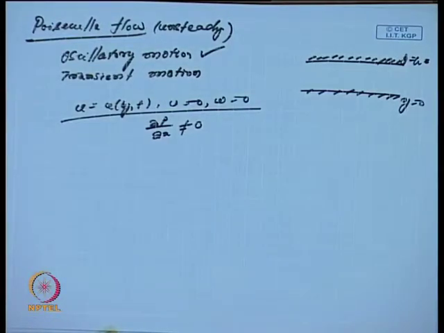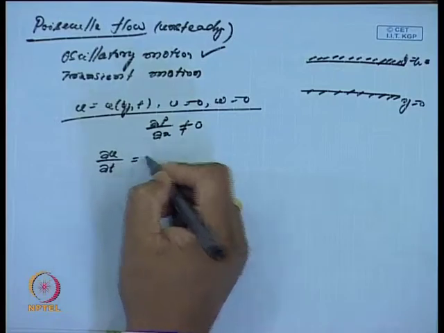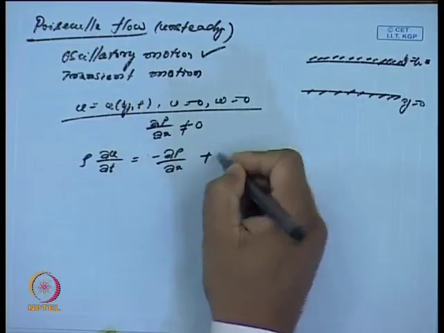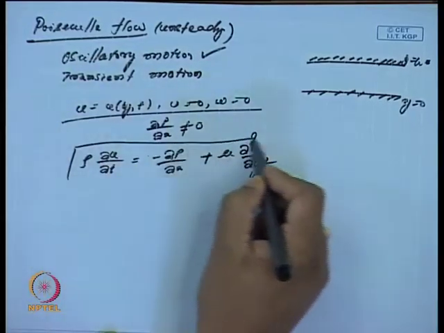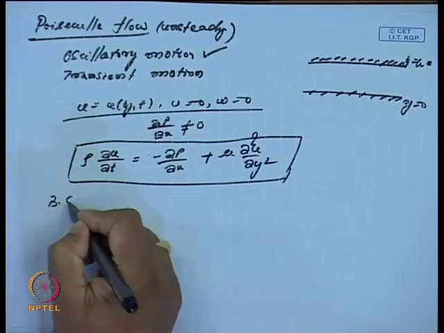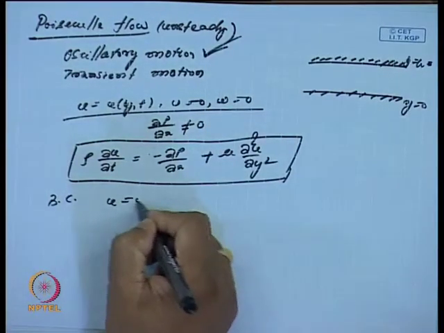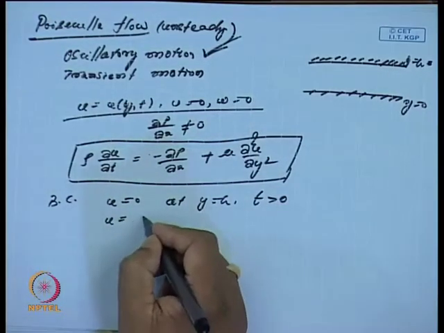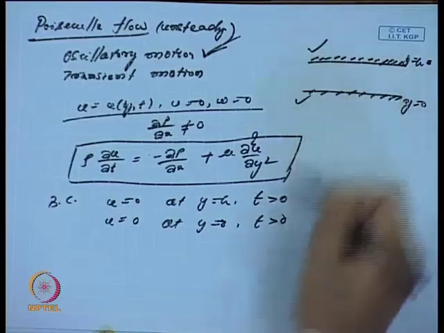And then in the process we get rho del u by del t is equal to minus del p by del x plus mu del square u by del y square. This becomes my Navier-Stokes equation of motion. The boundary conditions will be, because I assume the flow is oscillatory, u is equal to 0 at y is equal to h, t is greater than 0, and u is equal to 0 at y is equal to 0, t is greater than 0. So, at both the walls there is a no slip condition.